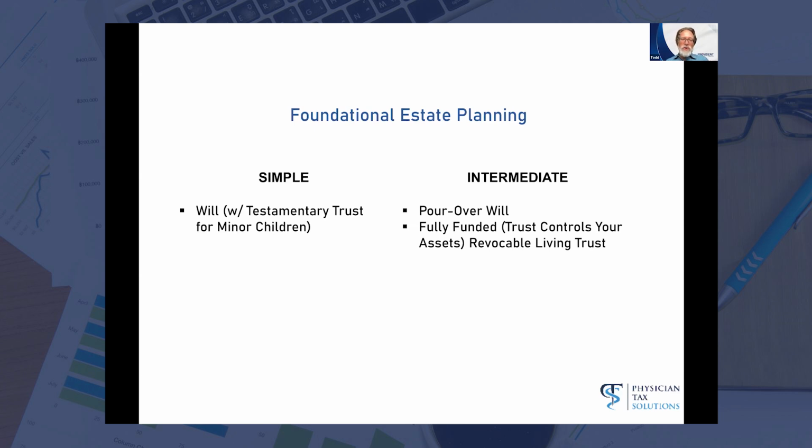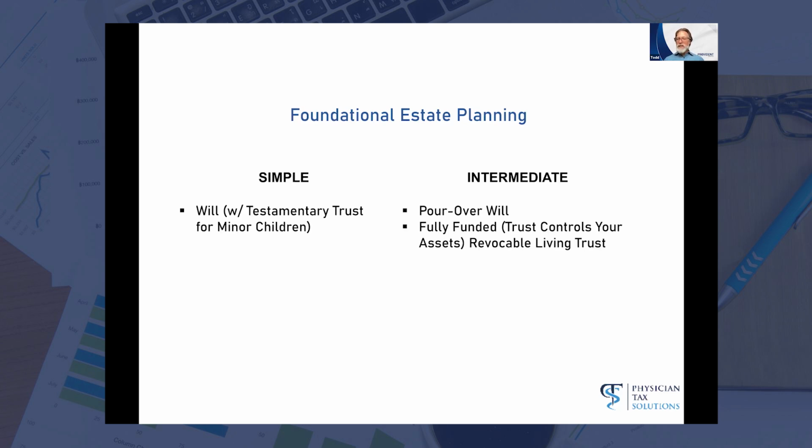And then you could go on the other side, you could go with a fully funded revocable trust. And that fully funded, remember funding just means that your trust controls your assets. And that control could be in the form of the trust owning the assets, or perhaps the trust is a beneficiary of some of the assets. And if you have a trust, I always get this question, do you need a will? And yes, the answer is yes, you do need a will, but it's called a pour over will.